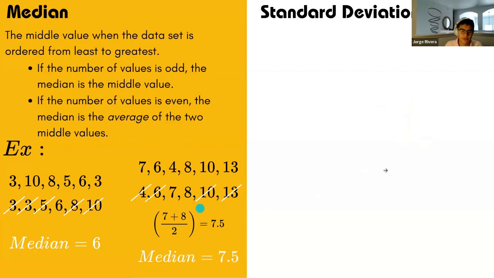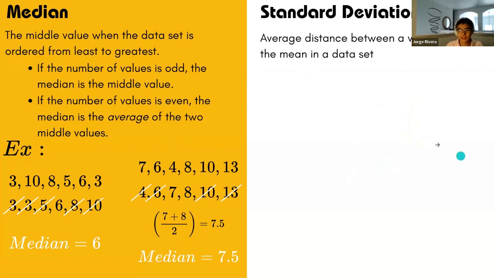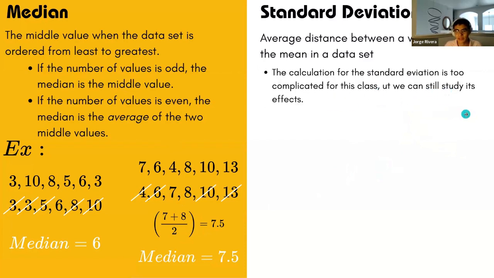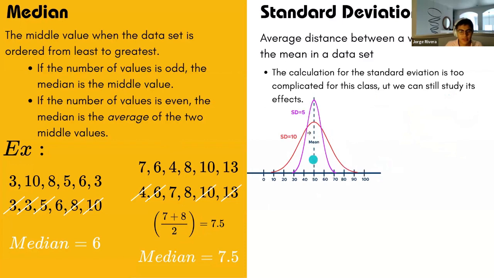So what is standard deviation? We already talked about it. We said that it was the average distance between the value and the mean in the data set. The calculation for standard deviation is too complicated for class, so we can still study its effects. For example, here we have 2 different standard deviations, so we have these curves. And we can see here the standard deviation is 10.